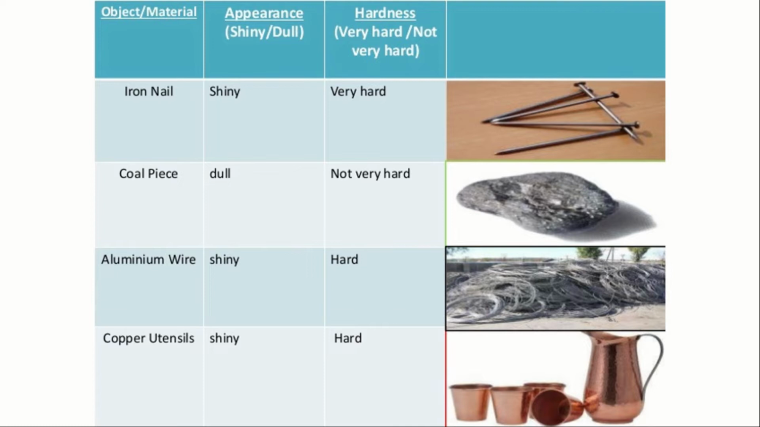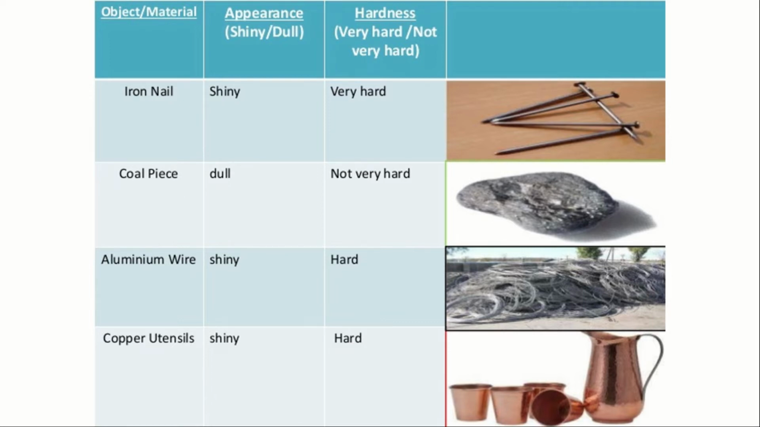First object is iron nail. Appearance is shiny and hardness is very hard. The second one is coal piece. Appearance is dull and hardness is not very hard. The third one is aluminium wire. Appearance is shiny and hardness is hard. Fourth one is copper utensils. Appearance shiny and hardness is hard.